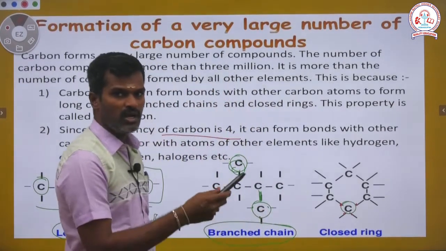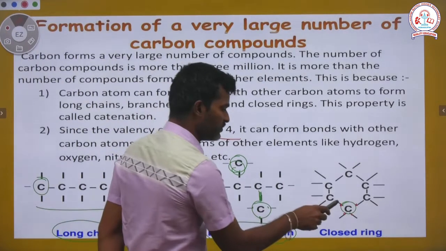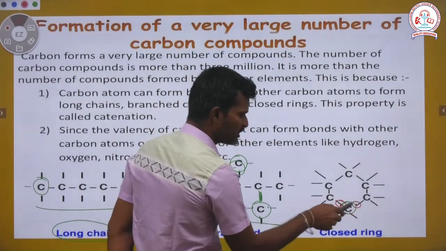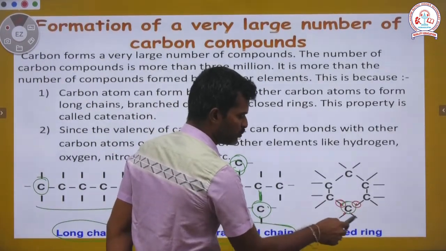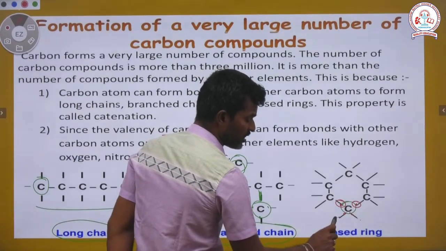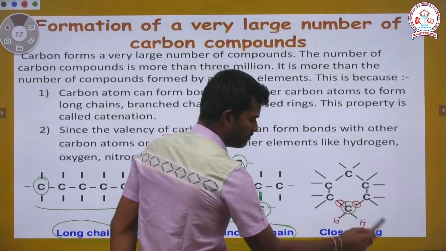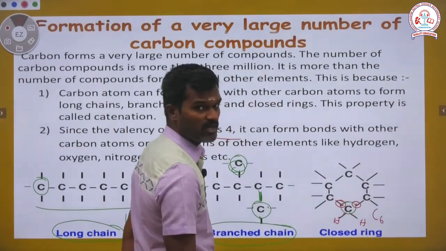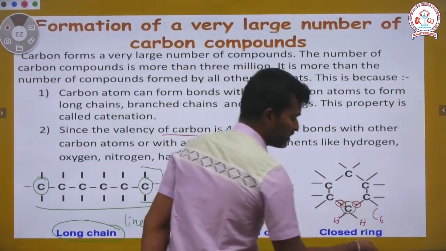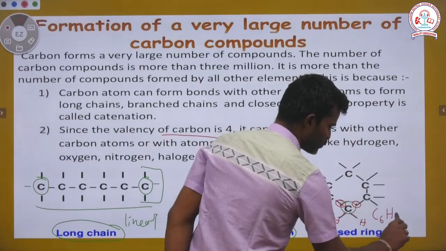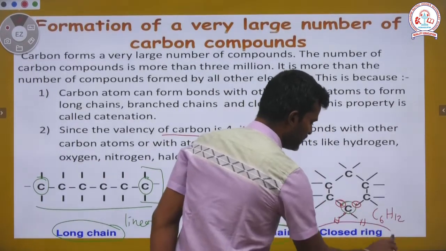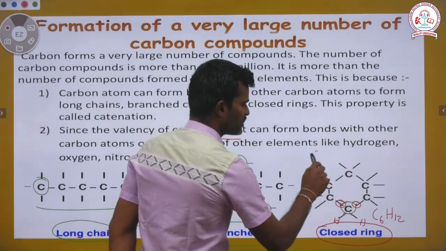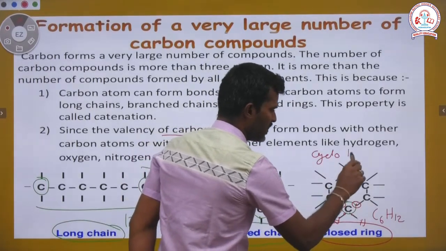The 4 valencies are ready to bind; 2 valencies are already bound with neighboring carbons, and the remaining 2 valencies of each carbon are attached to hydrogen. Overall it consists of 6 carbons, each carbon attached with 2 hydrogens, that is C6H12, in the form of a cyclic structure. This compound is known as cyclohexane.